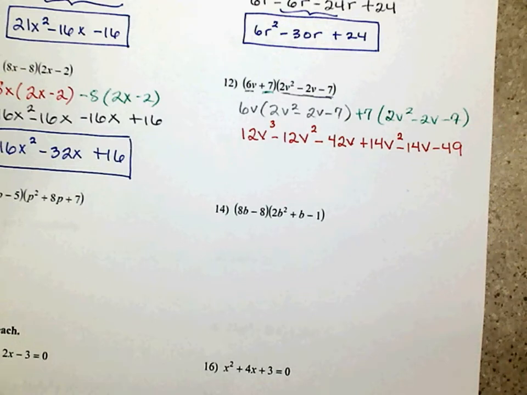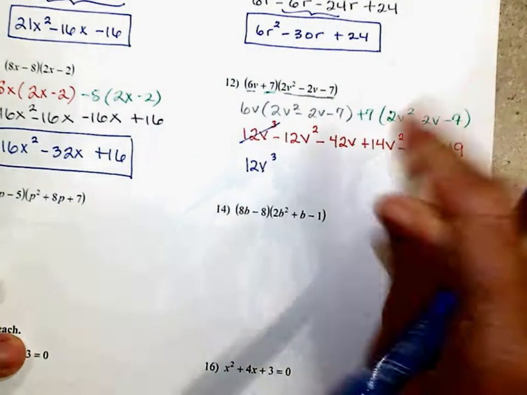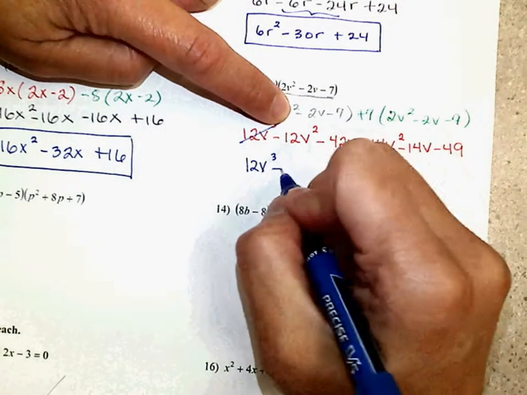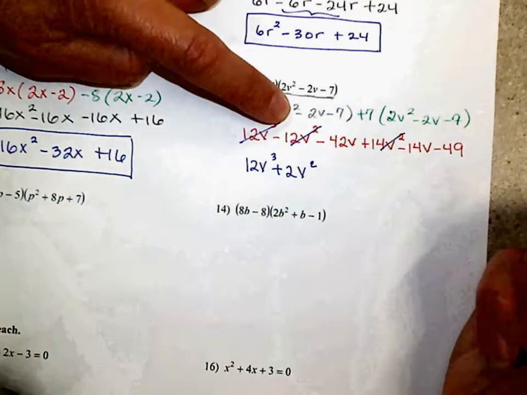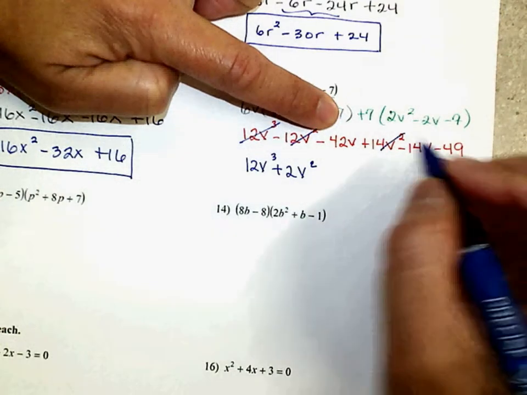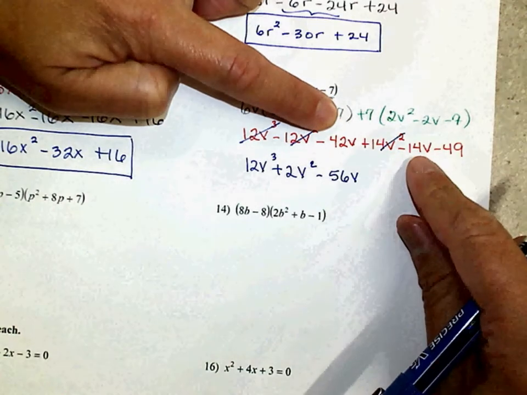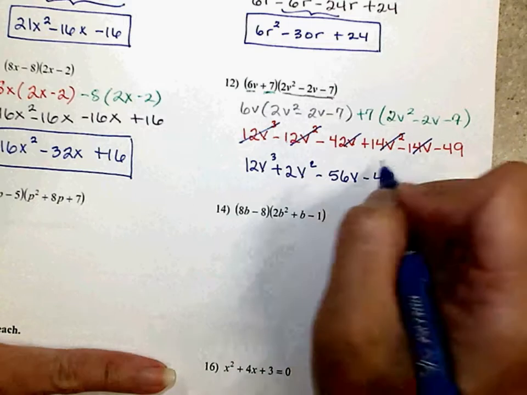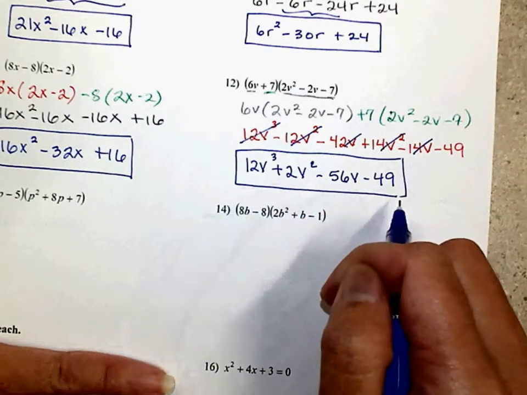Combine your like terms. That's the only one I see. A square and a square: negative 12v squared plus 14v squared is positive 2v squared. Don't change that exponent when you're adding and subtracting. Negative 42v minus 14v is negative 56v. Negatives and negatives. And then you have negative 49. Highest to lowest. Okay?